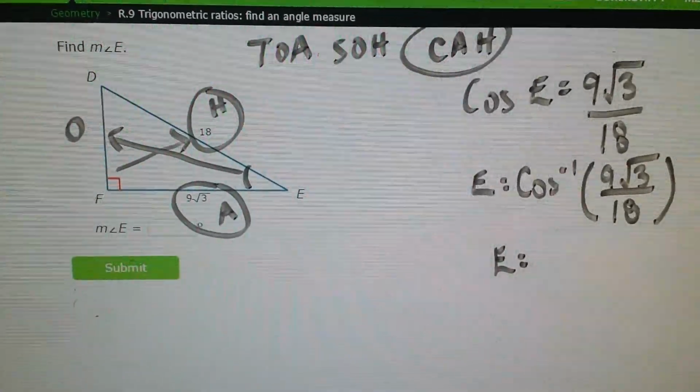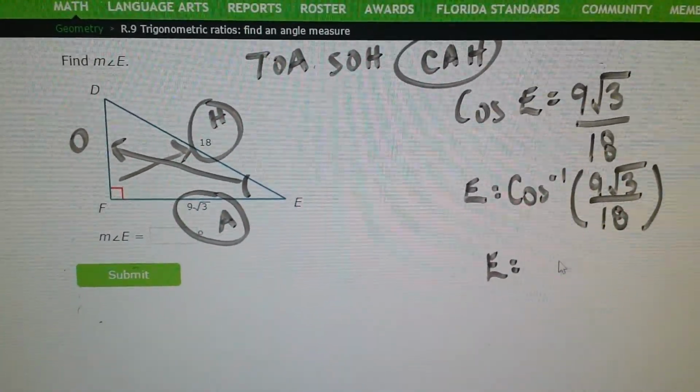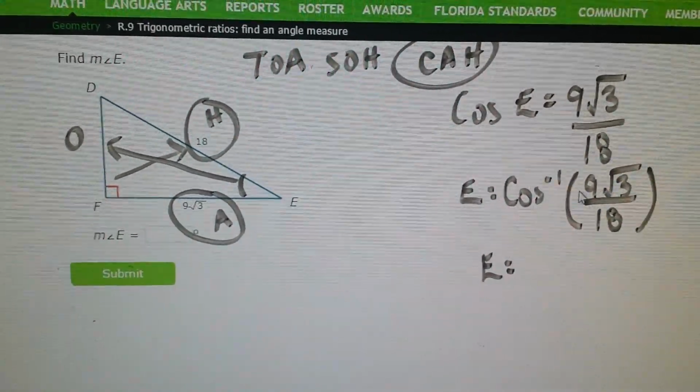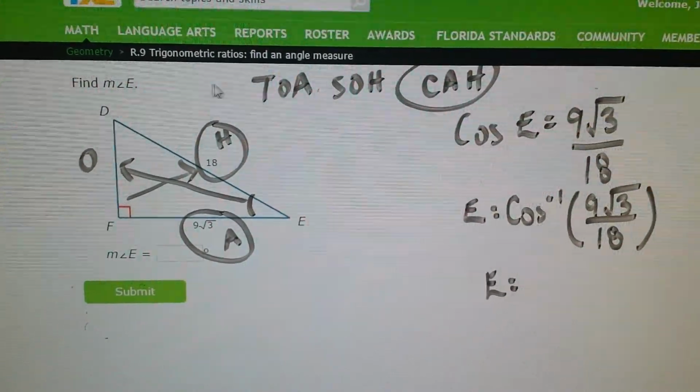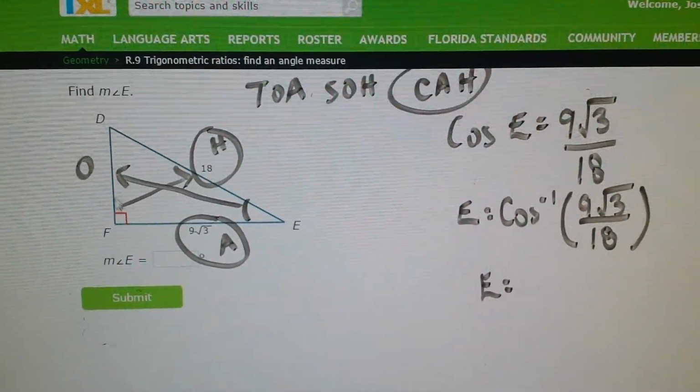All right, so a few of you are having problems with, once you set up everything, putting this in the calculator, getting an error message. Okay, so I want to show you how to do this. So again, you do the problem. This is R9.